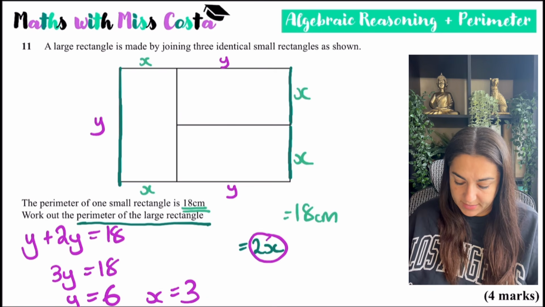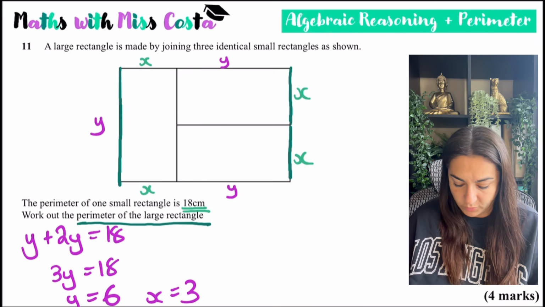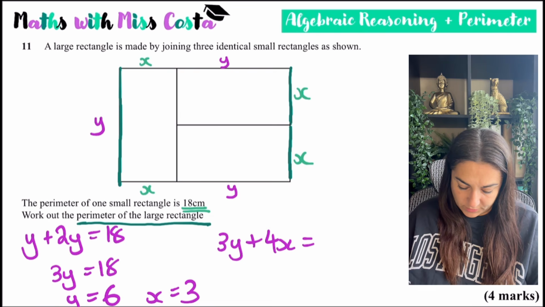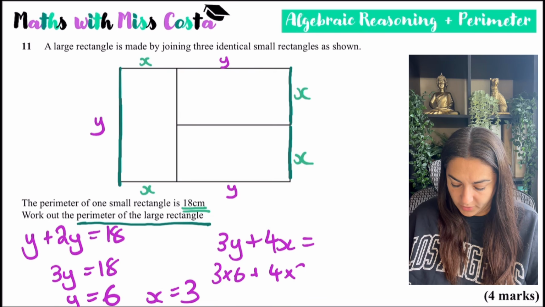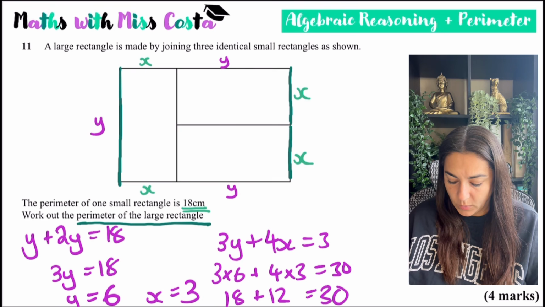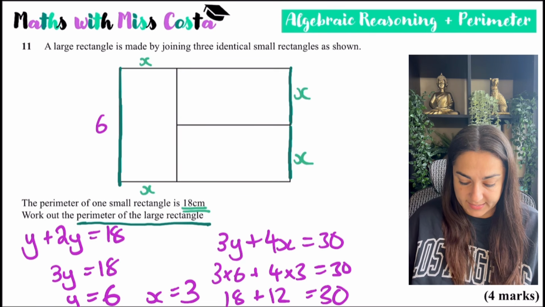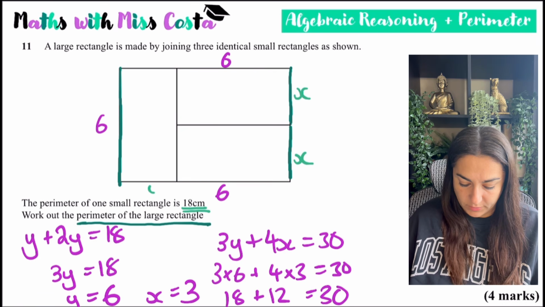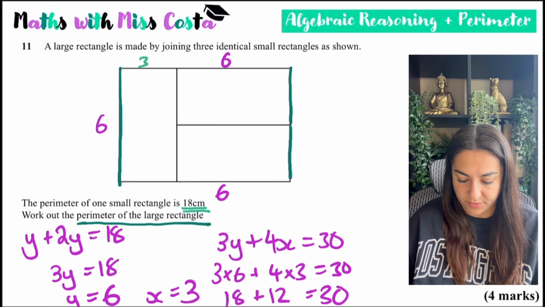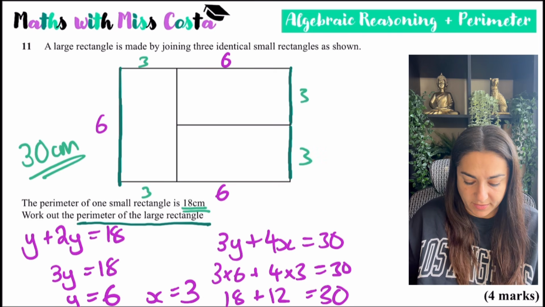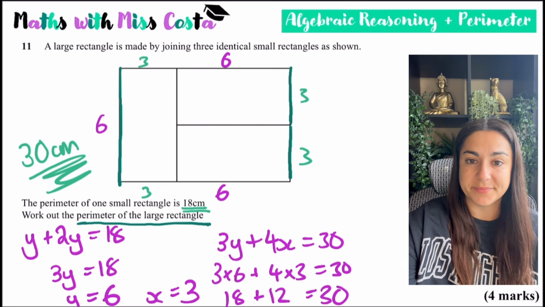So either you could put it into your algebraic formula where you know that you've got 3y plus 1, 2, 3, 4x, and you just do 3 times 6 plus 4 times 3, which is 18 plus 12, which is 30. Or you could have literally just written it here. So every time you see a y, you could have written in 6. And every time you see an x, you could have written in its value, which is 3. All methods work, but the end result is the perimeter of the large rectangle is 30 centimetres.